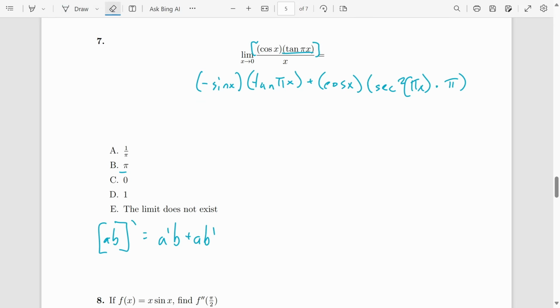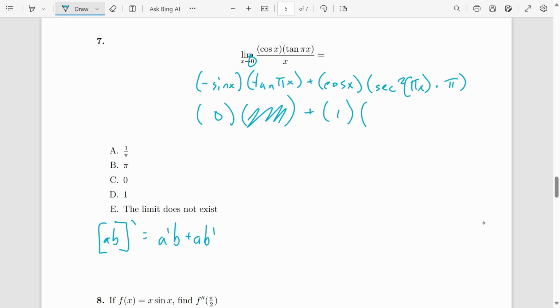So now that we don't have a denominator, we're probably going to end up with an answer. It won't be dividing by 0 or anything once we plug in 0. So if we plug in 0 for these x's, we'll probably get our answer here. So doing that, we get negative sine of 0 is 0. This doesn't matter because we have a multiply by 0 here. So that's just going to become 0 no matter what. Plus cosine of 0 is 1 times.